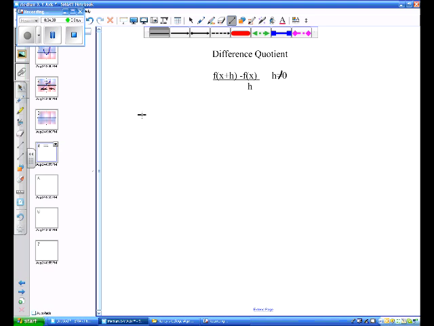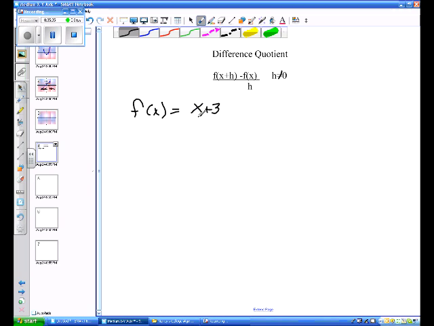So let's take one that we're going to actually know the answer for before we ever start, but we're going to use it to help us learn this so that we can then use it on equations that we wouldn't know the slope as we started. So let's start with our equation f of x is equal to x plus 3. Now we know from algebra that the slope of this line is 1. We already know that. So we know what our answer is going to be. It's going to be 1. But let's use our difference quotient to see how we would get that.